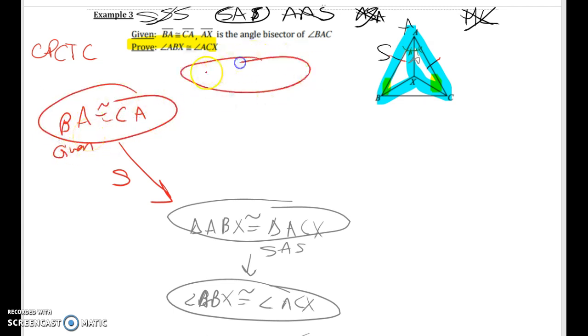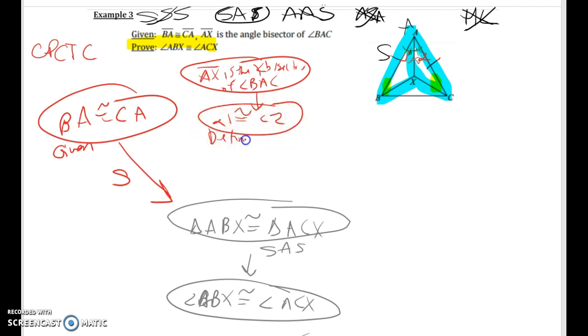Next, we were given that AX is the angle bisector of angle BAC, and what did that tell us? So I'm going to mark this with a 1 and 2. Angle 1 congruent to angle 2 by definition of an angle bisector. So now we have an angle.